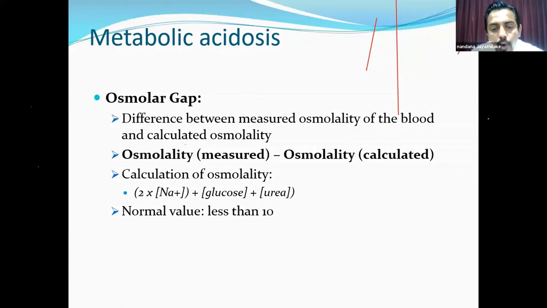The normal osmolar gap is less than 10. There are some osmotically active particles which we don't measure. So when we calculate osmolality, we allow for that unmeasured number of about 10. We get the calculated osmolality from 2 sodium, glucose, and urea. If there is a difference, then there is an osmolar gap.